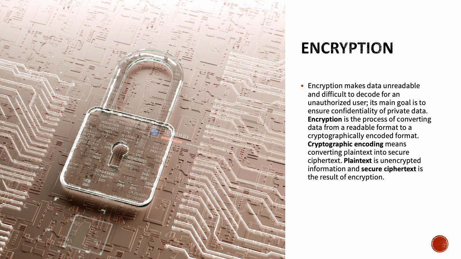It's a process of converting from a readable format to a cryptographically encoded format, and this is called enciphering. Decryption is the way to break it from the encoded format back into a readable format, which is called deciphering. So cryptographic encoding is converting plain text, which is normal readable text, into something called a secure ciphertext. Plain text is unencrypted information, the secure ciphertext is the result of encryption, and deciphering is bringing it back into plain text.